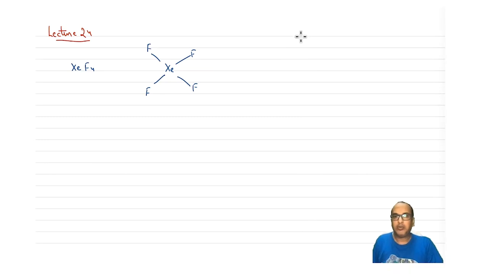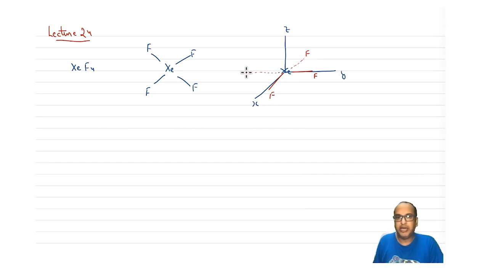Now we have learned how to orient this molecule along the axis, right? Because for unit vector transformations, it will be important to orient the molecules along the axis. So you have X, Y, Z, and you have Xe along the center, with 2 Xe-F bonds along the X axis and 2 Xe-F bonds along the Y axis, that is Y and minus Y. So now we should be able to comfortably tell where all the symmetry elements are present, right?